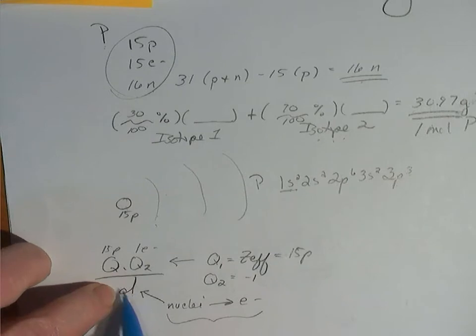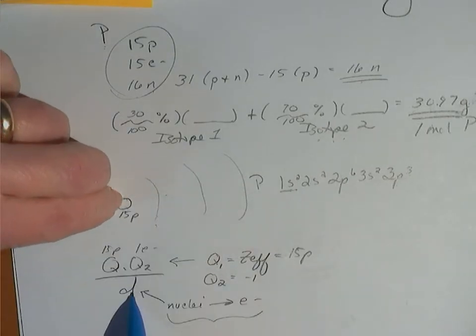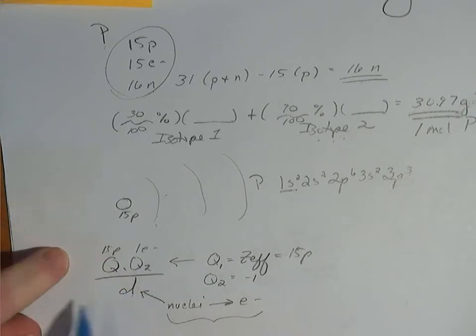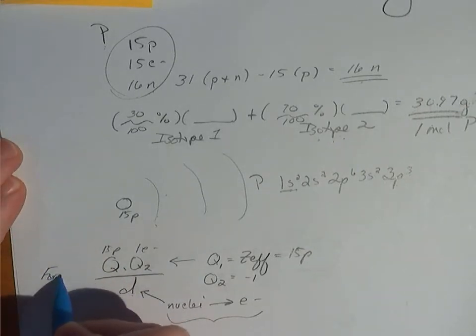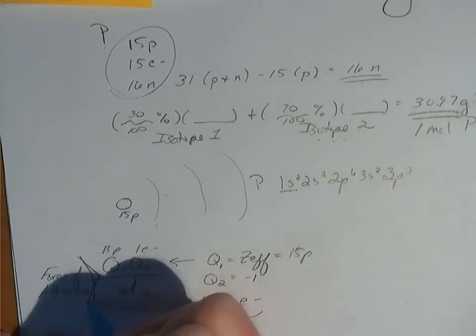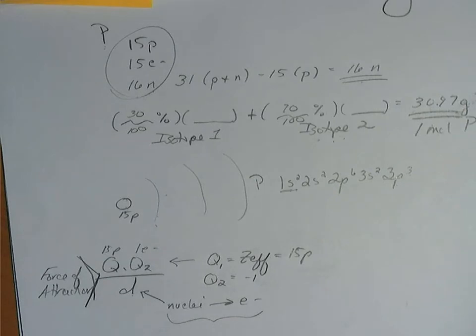And the distance, it's only the first energy level. So the smaller our denominator, we know the larger. This would be, we could say, the force of attraction, the strength that's holding the electron within the atom.